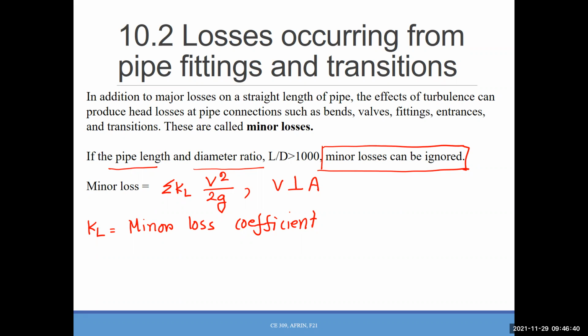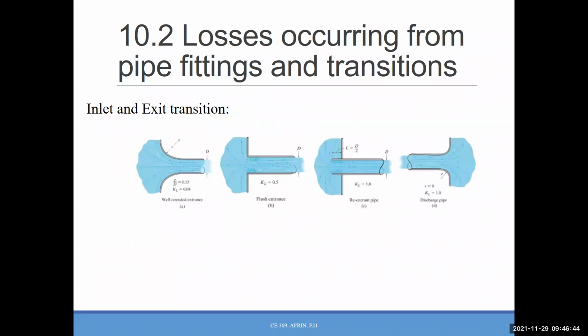So we will discuss 5 major sources of minor losses. The very first one is inlet and exit transition, like when the flow first enters into the pipe or it exits from the pipe, there can be a loss based on what type of setup we are having. You can see number C is the highest KL, right? Because of this extra portion, that will create more irregularities in the flow.